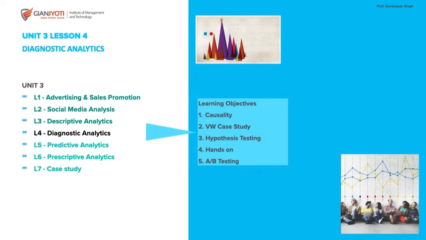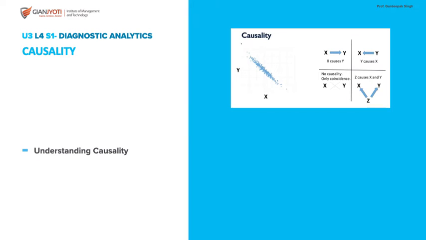So, today, what we are going to discuss would be causality. Number 2 is we'll take a case study on Volkswagen. Then, we'll do the concept of hypothesis testing, and then we'll do hands-on using our credit card example, and then we'll try to understand A/B testing. So that is what we have decided for today's lesson.